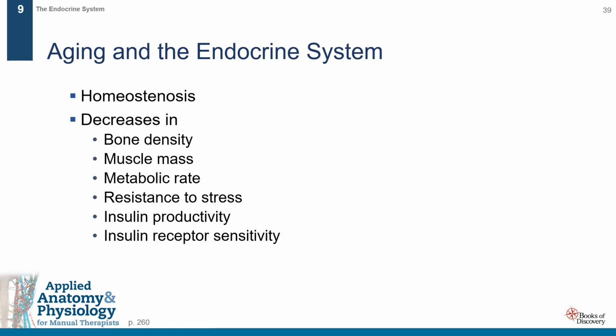Resistance to stress. The adrenal glands decrease the production of aldosterone and cortisol. Together with decreases in GH and thyroid hormone, the body's resistance response is greatly diminished. This explains reduced resistance to stress, including injury and disease.